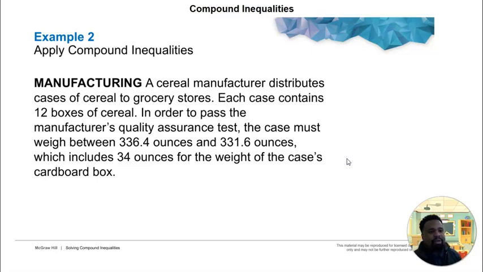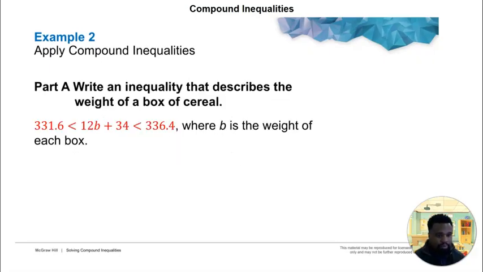Cereal Manufacturers distributes cases of cereal to grocery stores. Each case contains 12 boxes of cereal. In order to pass the manufacturer's quality assurance test, the case must weigh between 331.6 ounces and 336.4 ounces, which includes 34 ounces for the weight of the cardboard box. So that's our situation. What we want to do is write an inequality that represents that.